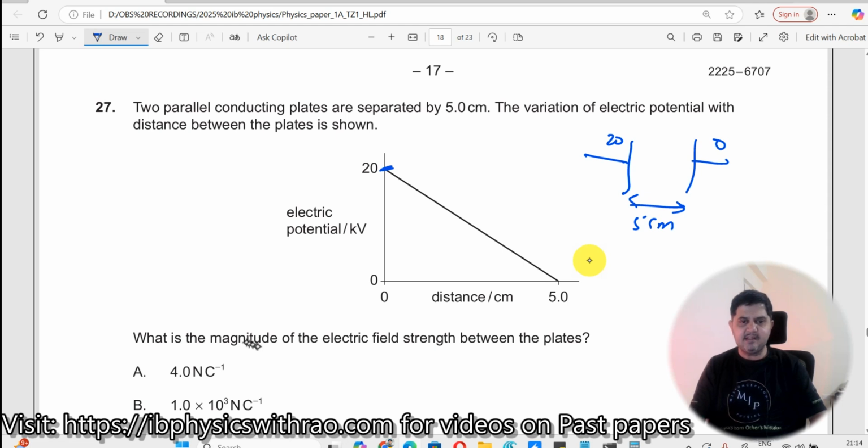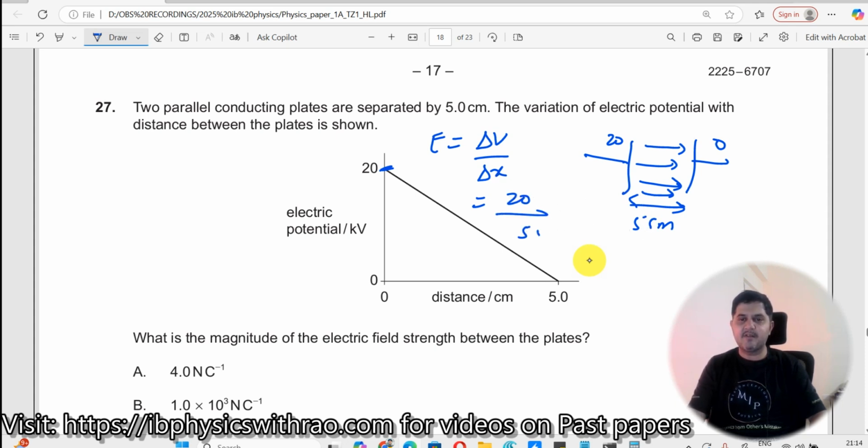What is the magnitude of the electric field strength between the plates? What is the field strength here? The field strength is always uniform here. How do you calculate the field strength? Field strength is given by delta V divided by delta X. What is delta V here? Difference in potential is 20. What is the delta X here?